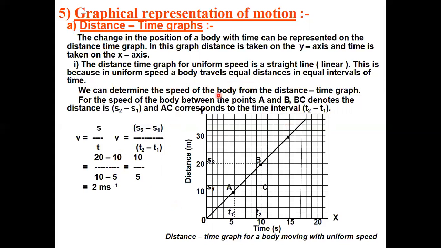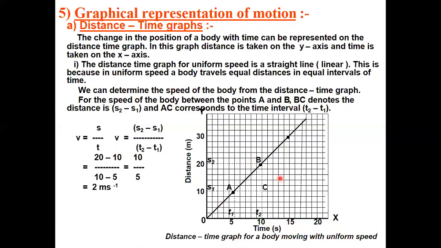We can determine the speed of the body from the distance time graph. See children, here along the y-axis we have taken distance and along the x-axis time. Here 10, 20, 30 meters is distance and time is 5, 10, 15, 20 seconds. Now for the speed of the body between the points A and B, here BC denotes the distance and AC corresponds to the time interval.